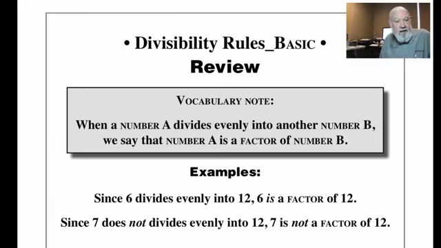So in the gray box there, a vocabulary note says, when a number A divides evenly into another number B, we say that A is a factor of B. So without all the A's and B's, let's take a look at what that really means. So 7 does not divide evenly into 12, so 7 is not a factor. So when one number divides evenly into another, then we have a factor situation. So I'll be using the word factor quite a bit today, so I want to make sure that that is very clear.